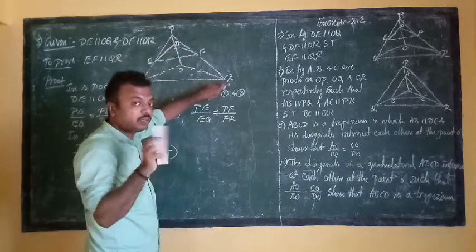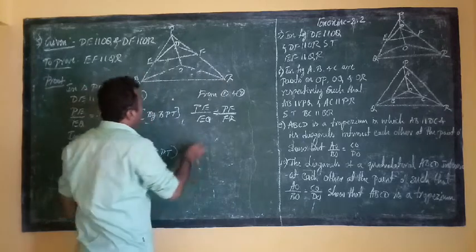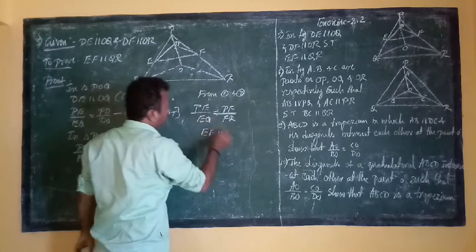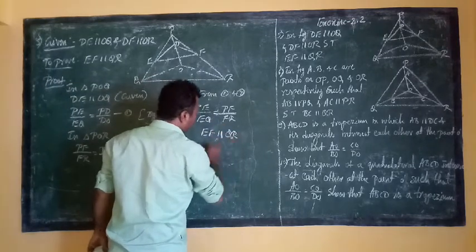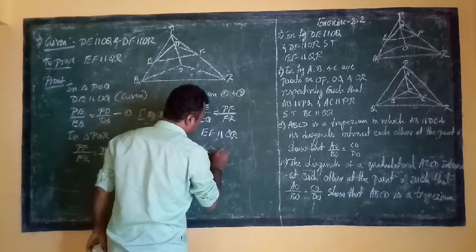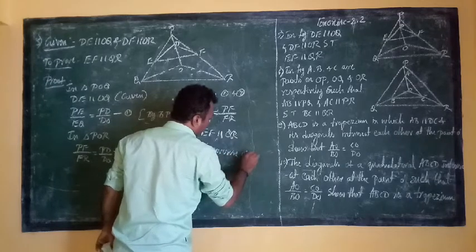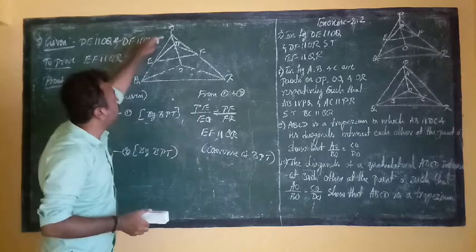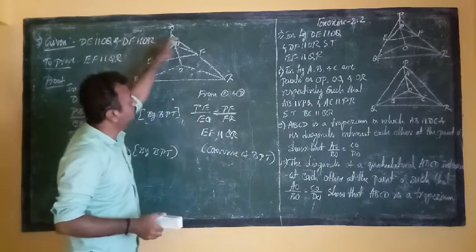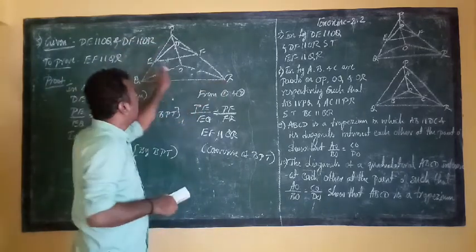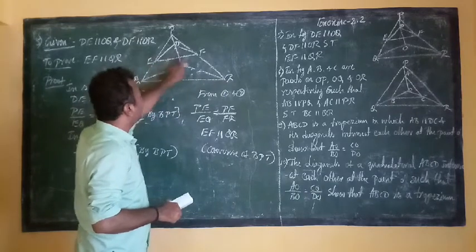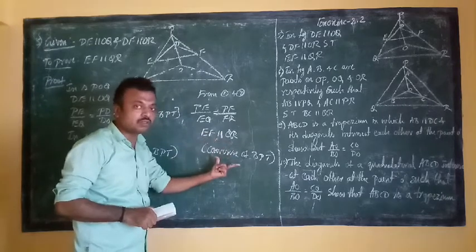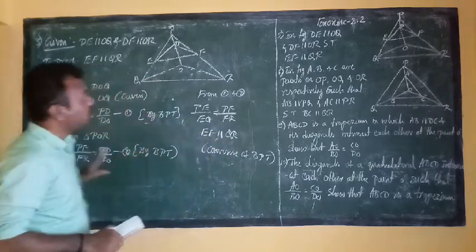So this is the converse of BPT. Therefore EF is parallel to QR. Converse of BPT: in a triangle, if two sides are divided in the same ratio, then the line is parallel to the third side. Understand? Therefore EF is parallel to QR, by the converse of BPT. So like this we have to prove it.